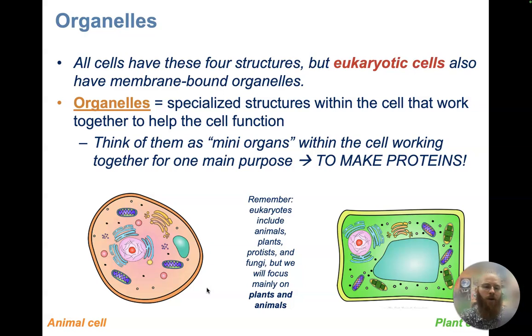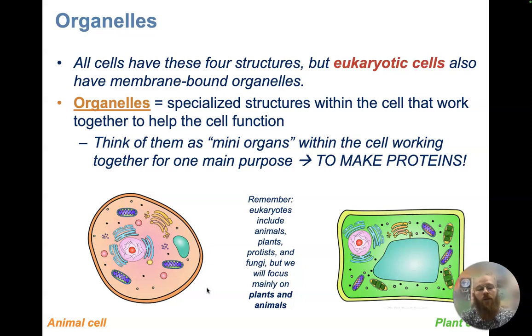And to wrap up our first part of lesson 4, we're going to be getting into organelles in part 2. So let's go ahead and define what we mean by that. All cells have those four structures, but eukaryotic cells are also going to have membrane-bound organelles. These organelles are basically just specialized structures within the cell, they work together, and they help the cell function.